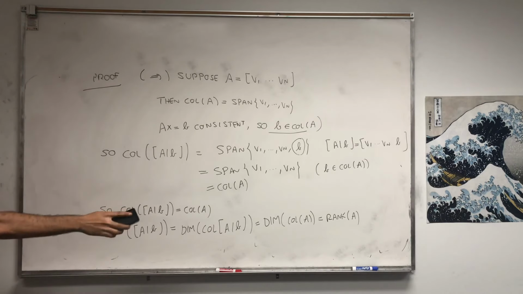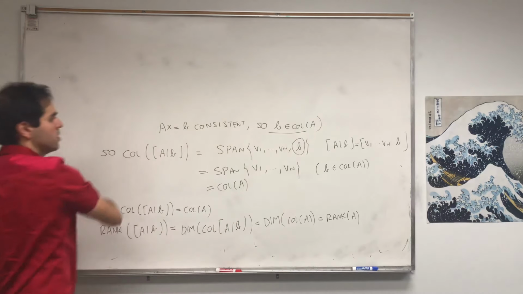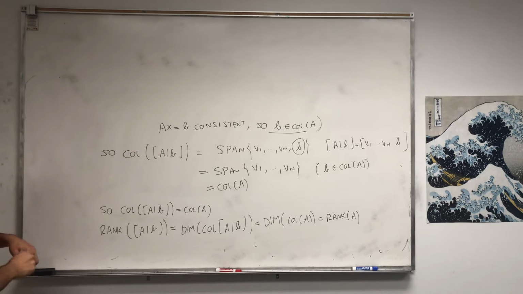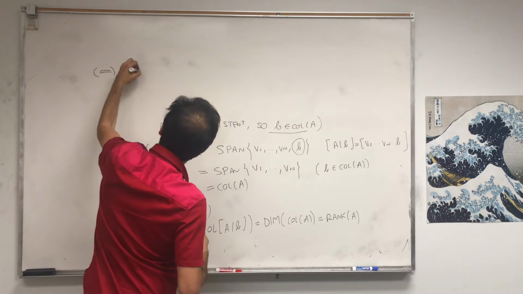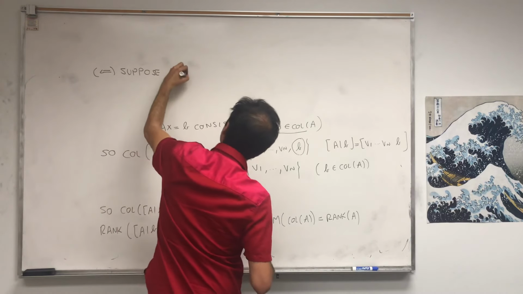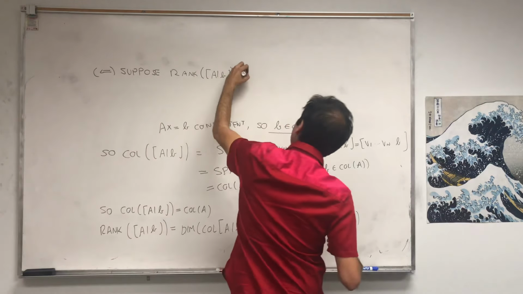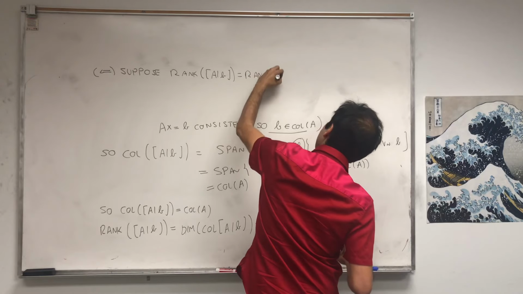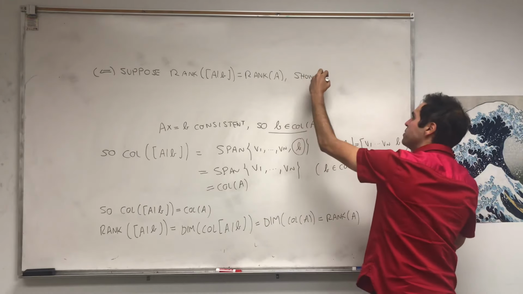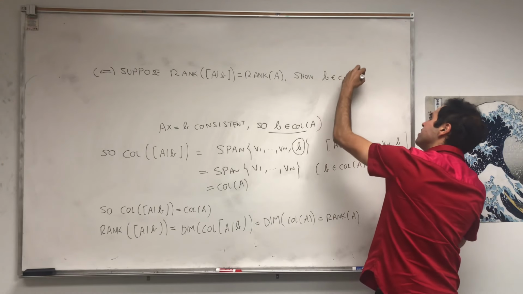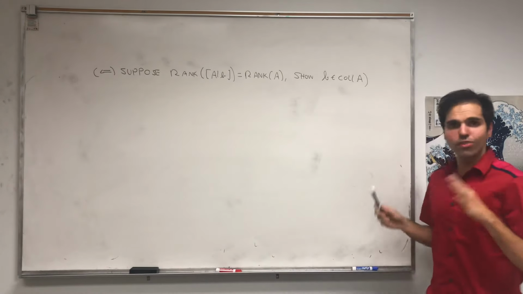Let's show that if the ranks are the same, then Ax equals b is consistent. I did not have this in my notes, a bit improvised, but suppose that the rank of [A, b] equals the rank of A, and then show basically Ax equals b is consistent, so show that b is in the column space of A. Okay, how do we do this? I think the easiest thing is with bases.